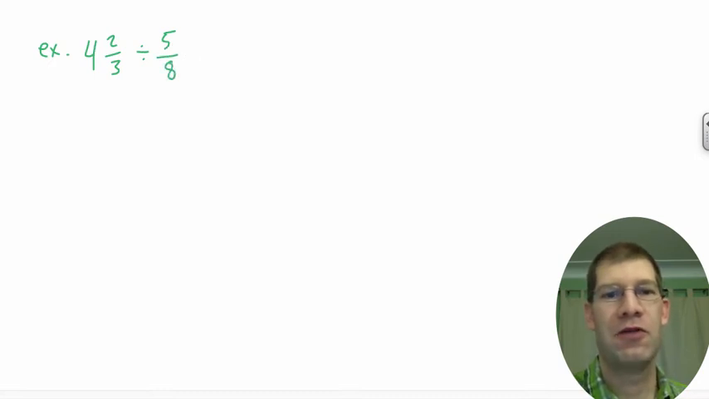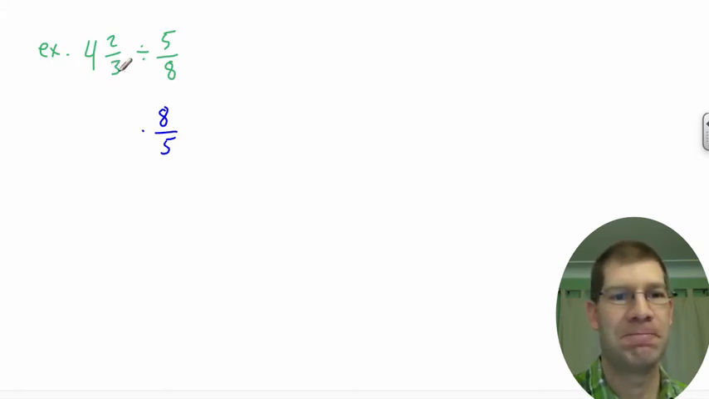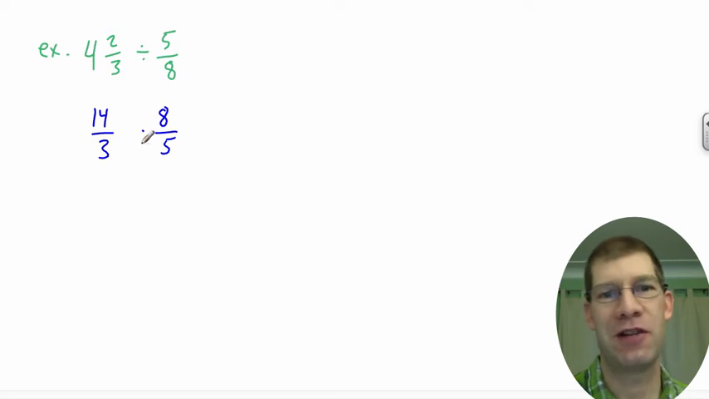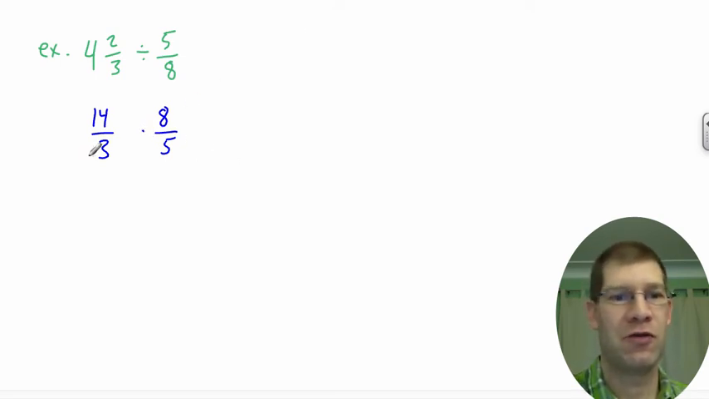So we really want to do two things. One, we want to change this to a multiplication problem, so instead of dividing by 5/8, we multiply by 8/5. So it's 4 2/3 times 8/5. The other thing is we want to change the mixed number into an improper fraction. So 4 times 3 is 12, plus 2 gives me 14/3, and I believe doing that was in the Chapter 4, Section 3 notes, Part 1. And now I can make this into one big fraction.